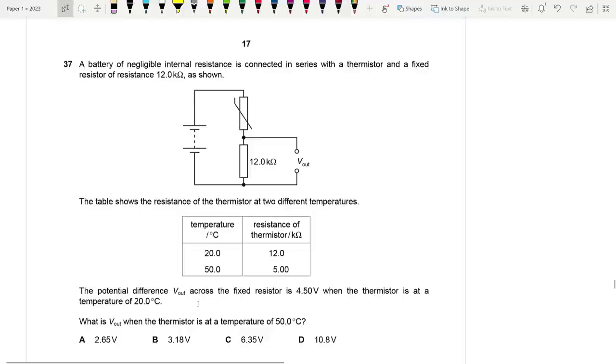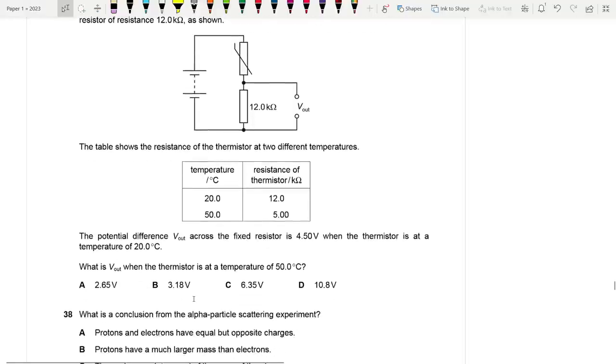37. A battery of negligible internal resistance is connected in series with a thermistor and a fixed resistor of resistance 12 kilo ohms as shown. The table shows the resistance of the thermistor at two different temperatures. Okay, so the potential difference V out across the fixed resistor is 4.50 when the thermistor is set at 20 degrees. When this also has 12 kilo ohms. What is the EMF?